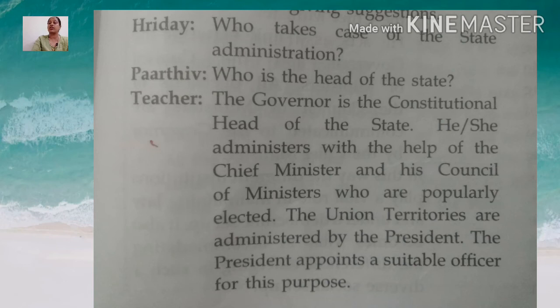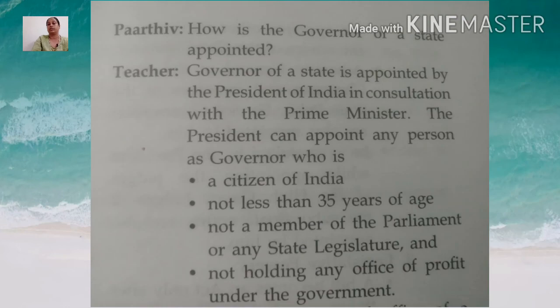Now Parthiv's question is, children, how is the governor of a state appointed? Means what is the procedure for the appointment of the governor of a state. The governor of a state is appointed by the president of India in consultation with the prime minister. Means the president and prime minister both consult each other and then they appoint the governor of the state. Understood?